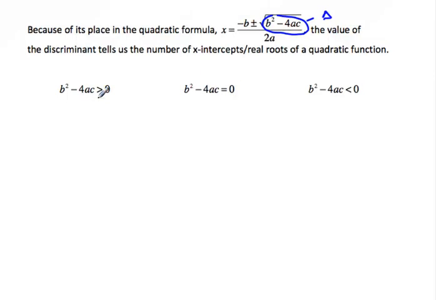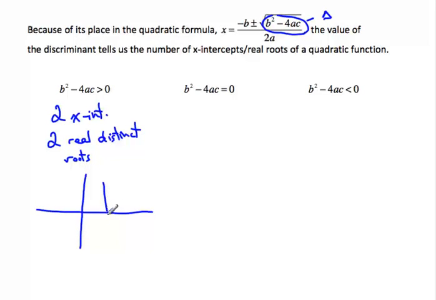If b squared minus 4ac is greater than 0, then this number evaluates to a positive number, and we can take the square root of it and get a real number answer. Then, in evaluating the whole quadratic formula, we'll get two different answers, negative b plus whatever this square root is divided by 2a, and negative b minus whatever this square root is divided by 2a. So that will give us two x-intercepts for the parabola, or two real and different or distinct roots for the quadratic formula. Distinct is a mathematical way of saying different.